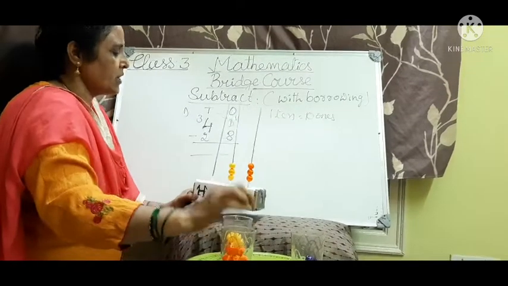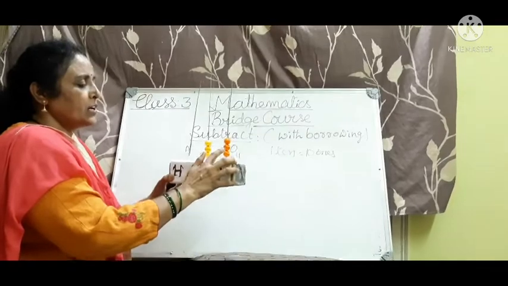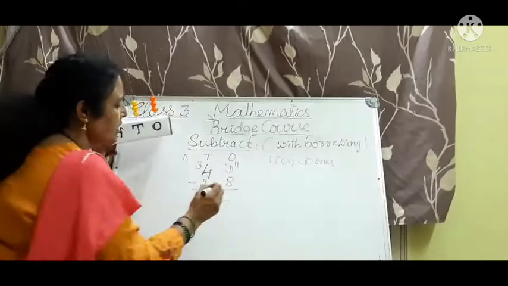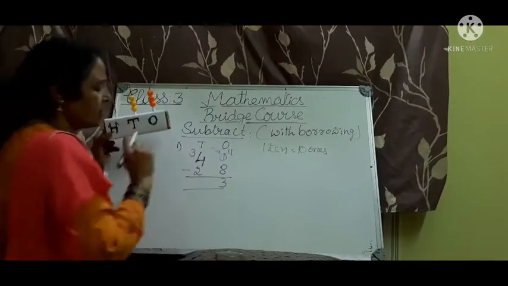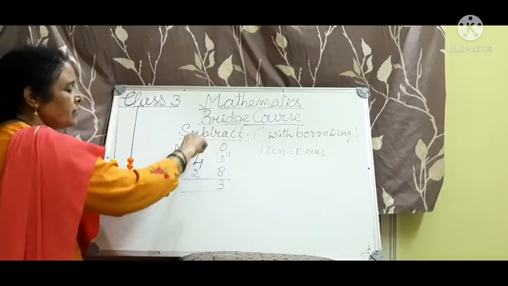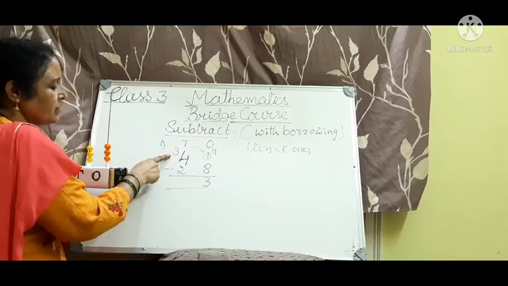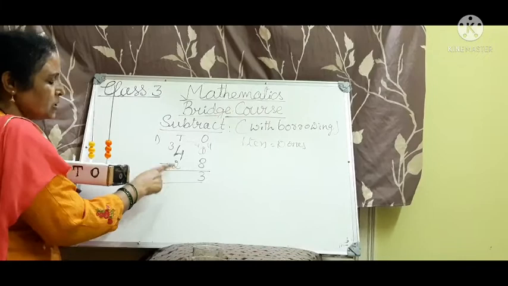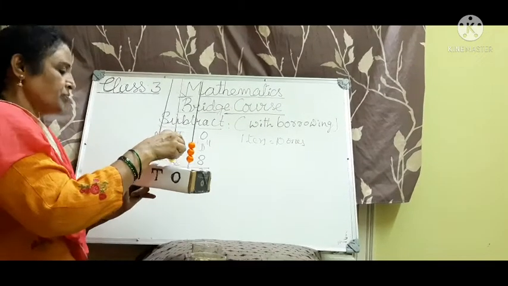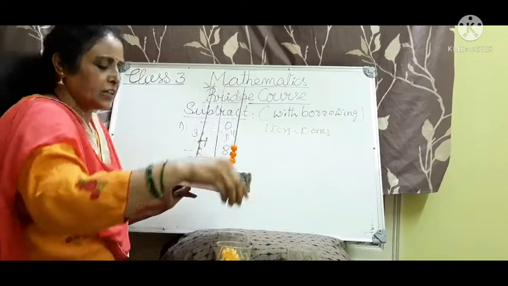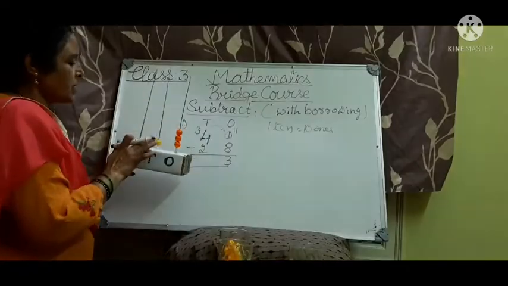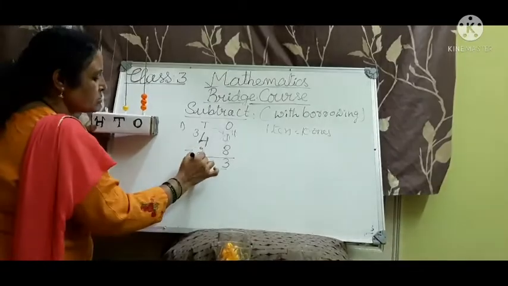How many are remaining now? 3 ones. 1, 2, 3. 3 ones are remaining. Then after giving borrow, here 3 will remain. 3 minus 2. That is 2. We have to take it out. Then how many are remaining? 1. 3 minus 2 is 1.